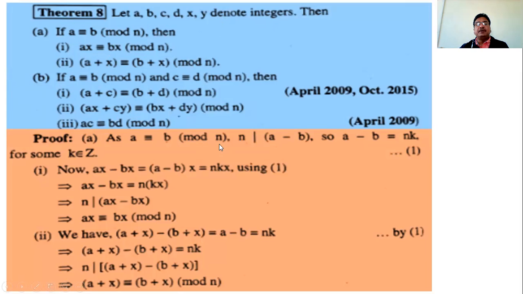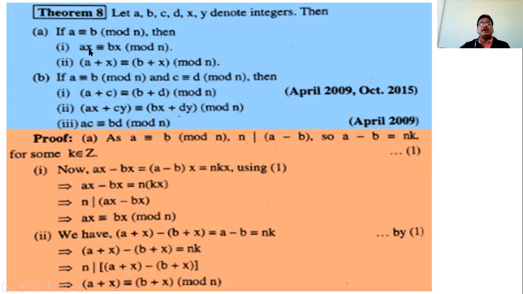So the proof of this first A, what is given? A is congruent to B modulo n. So what does it imply? It means that n divides A minus B, and n divides A minus B means A minus B is expressed in the form n into some integer. So take that integer as k, for some k belongs to Z. So this is the definition of divisibility. N divides A minus B means A minus B is expressed in the form n into some integer. That integer, suppose here, is k.